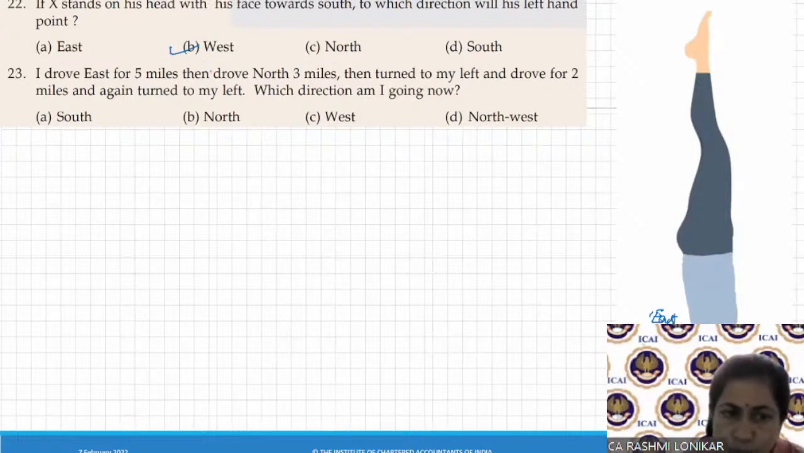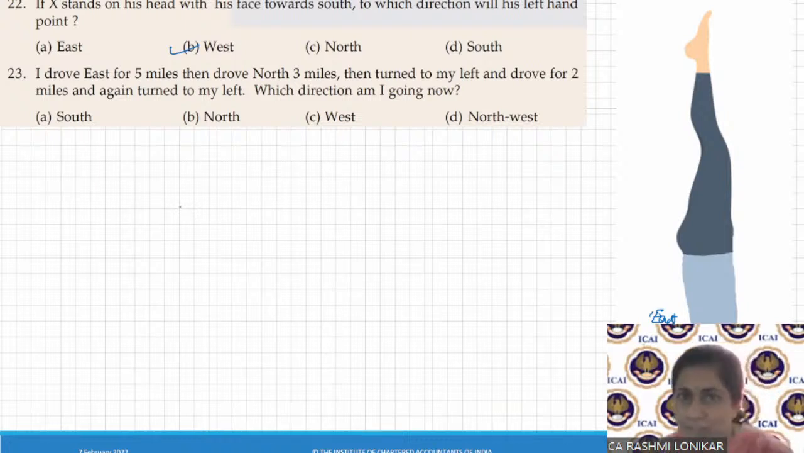Now let us move to 23rd. You can see, if you imagine this type of photo, then you will be able to find the answer easily. Or you can even think of yourself, you are doing that yoga position, and then you will be able to know which direction you are. Okay. So now 23rd.